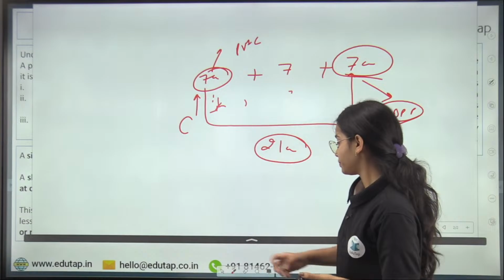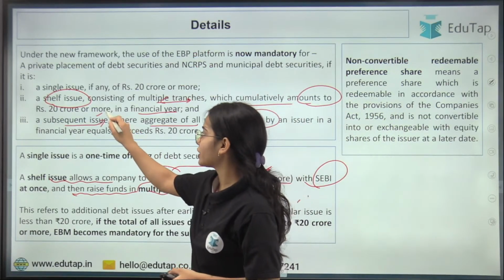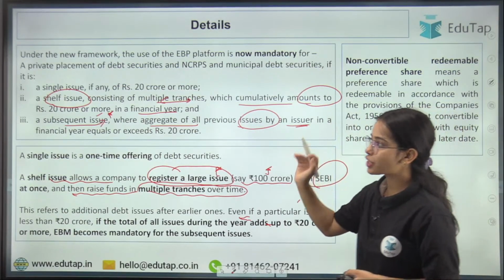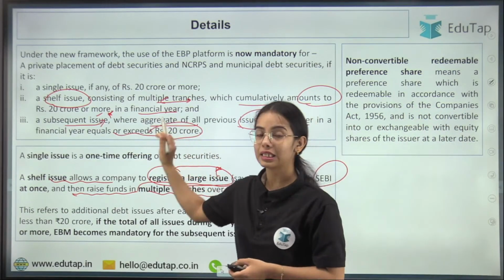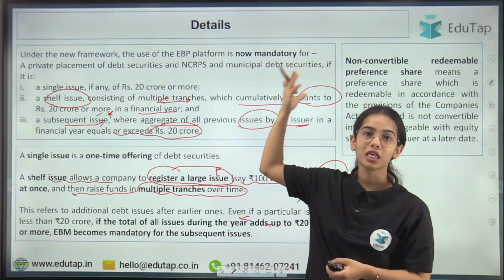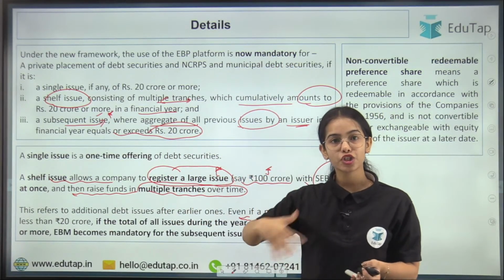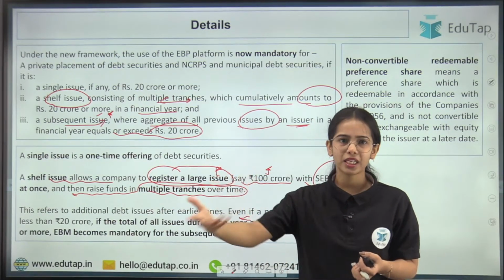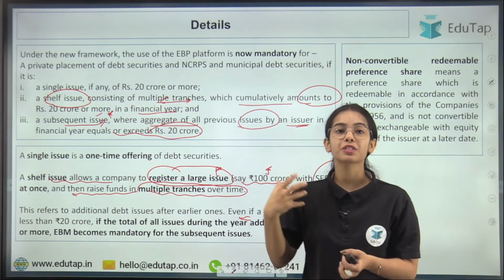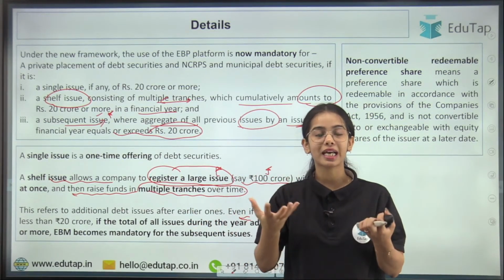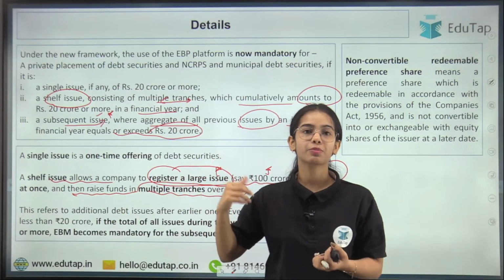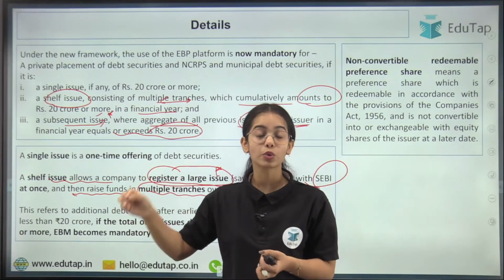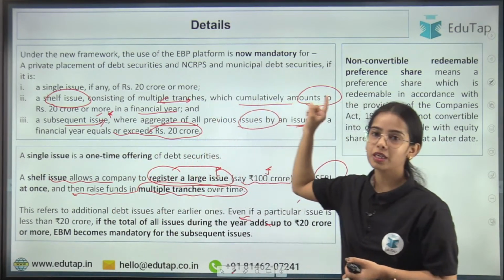I hope this is clear. If a subsequent issue of debt securities happens where the aggregate of all previous issues by an issuer in a financial year equals or exceeds 20 crore, in this case, it will be compulsory to use the EBP platform. So when the initial issues are happening, if it is less than 20 crores, it is fine. Do it through any means that you want. But once the subsequent issues cumulatively have become more than or equal to 20 crores, then whatever subsequent issue is happening, even if it is of 2 crores, that also has to happen through the EBP platform.